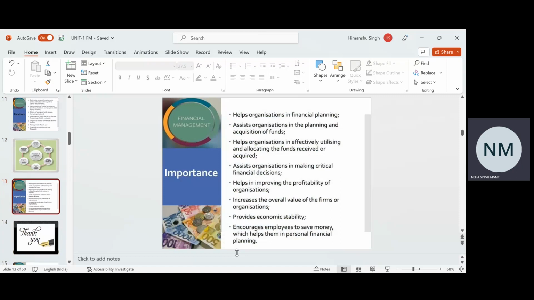If I talk about the importance of financial management, why is financial management important for an organization? It is to effectively utilize and allocate the funds received and acquired, to assist the organization in making critical financial decisions. It helps to improve the profitability of an organization and to increase the overall value of the firm, to provide economic stability, to encourage employees to save money, which helps them in personal financial planning, and helps the organization to make plans and acquire funds from different sources such as shares and debentures.